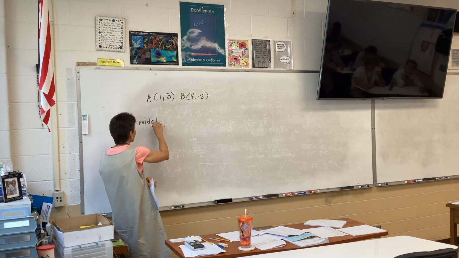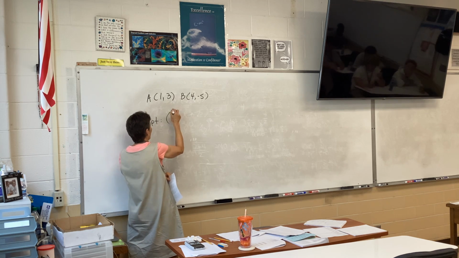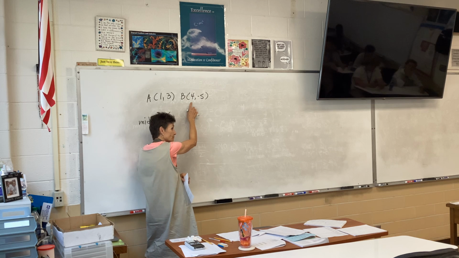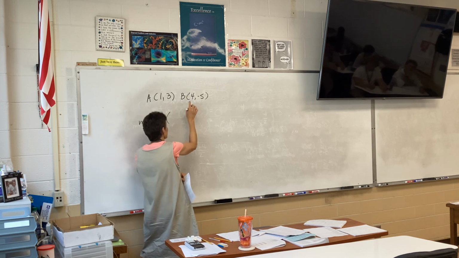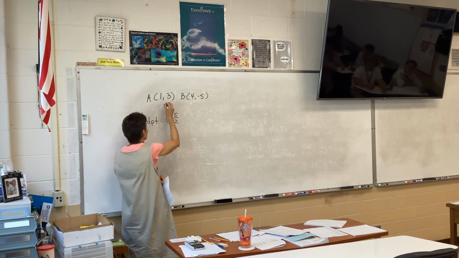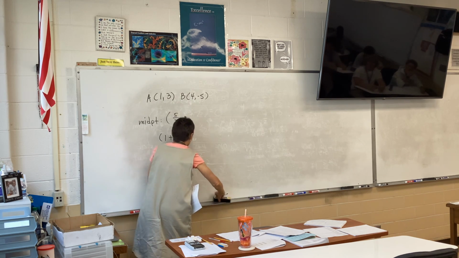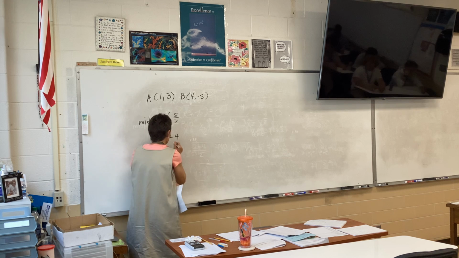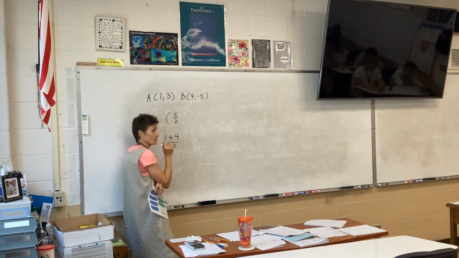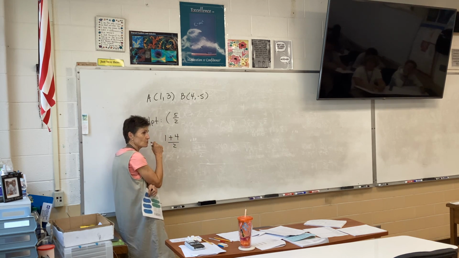So we're going to add our x's. 1 plus 4 is 5 divided by 2. So my work there, I did 1 plus 4, and I divided by 2. And you don't have to show that, but just in case you want to write that down.